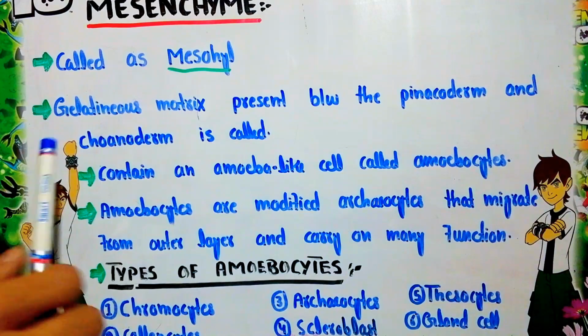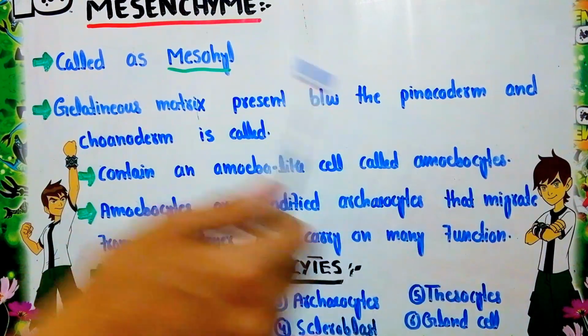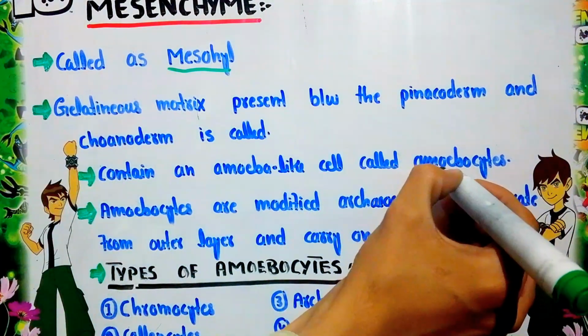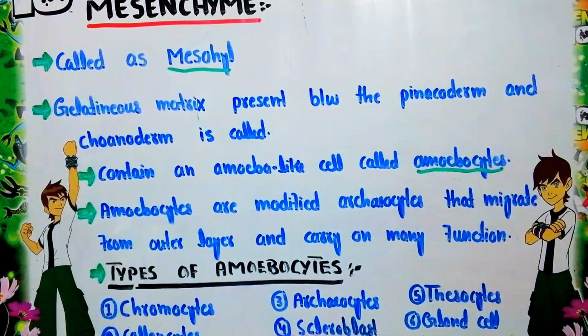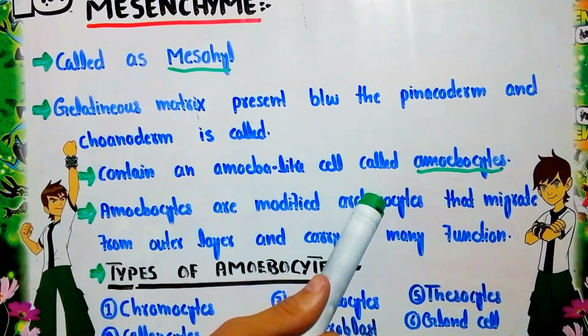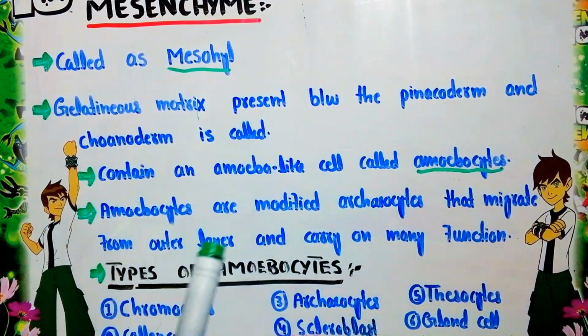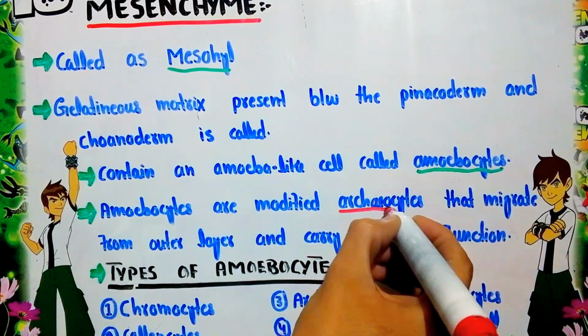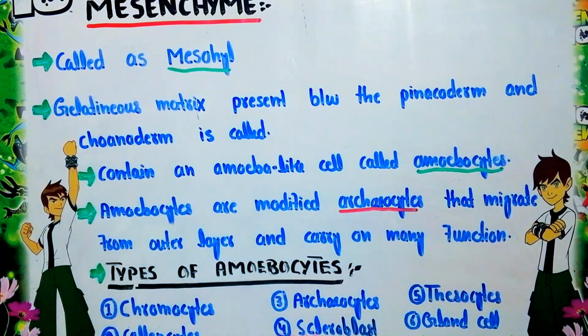Now this mesenchyme contains an amoeba-like cell that is called amoebocyte cells. Amoebocytes are modified archaeocyte cells that migrate from the outer layers and carry on many functions. So actually at the outer layers, a special type of cell is present that is called archaeocyte cell. This archaeocyte cell is modified to form the amoebocyte cell, which performs various types of functions. On the basis of the function, this amoebocyte cell has the following types.